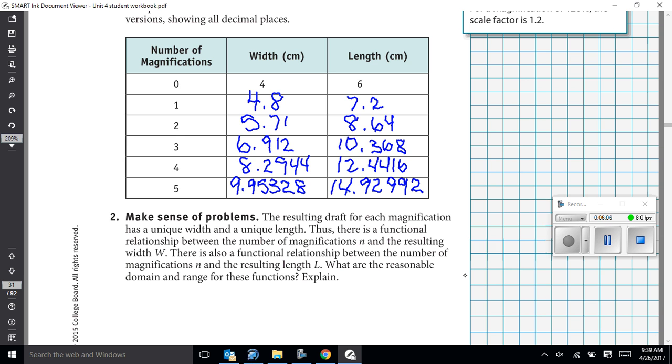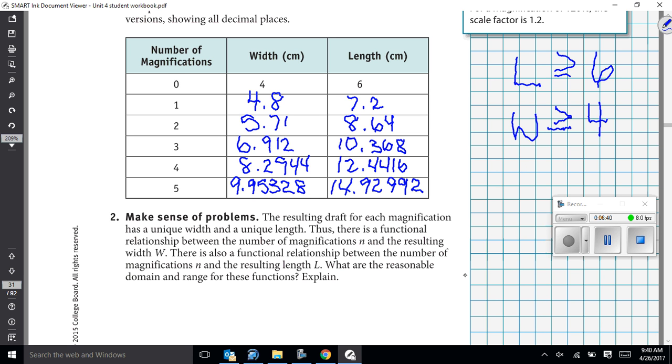Right, for our length, 6. So our L value is always going to be greater than what? Greater than 6. Alright, so for our width, what's the minimum that our width is ever going to be if we're just increasing by 120%? 4. So our width is always going to be greater than or equal to 4.